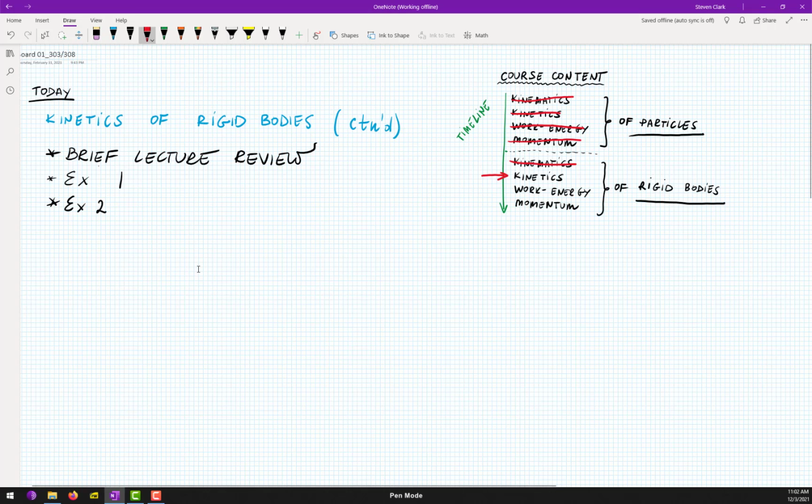Today we'll continue kinematics of rigid bodies. And the plan for today is the following. We will start with a very brief lecture review and then two examples. So without further ado, let's dive straight into it.